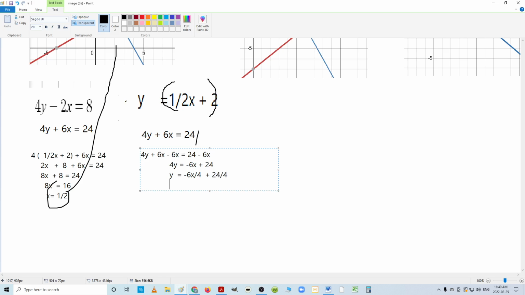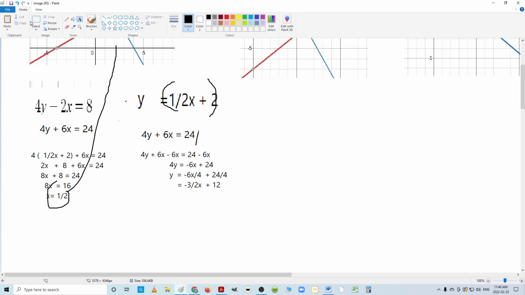So obviously this first one just becomes this, and this next one becomes this. Now I have the slope-intercept formula for this line. So the slope is clearly minus 3 over 2, which means it goes down 3 y units and over positive 2 x units as a slope. So it's going downwards, and the y-intercept is 12.